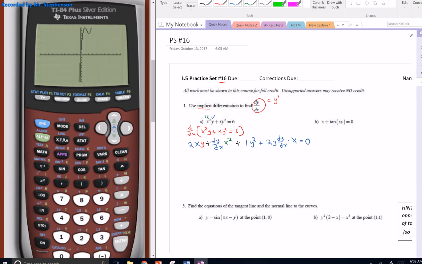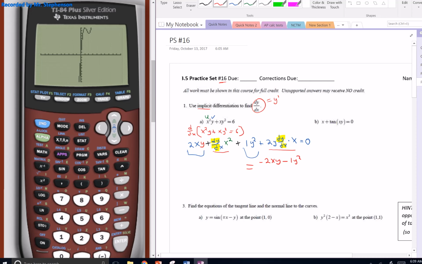Okay, now our job is to get all the dy/dx's by themselves on one side of the equation and everything else on the other side. So the ones we're saving for this side are this one, and everything else, meaning this one and this one, are going to move to the other side. If I move them to the other side, they become negative. So we're going to end up with an equal sign, negative 2xy. I just moved this 2xy over there, and it becomes negative, minus 1y squared. I just moved that other one over there, and it becomes negative.